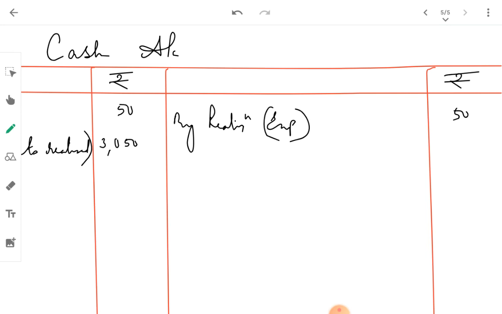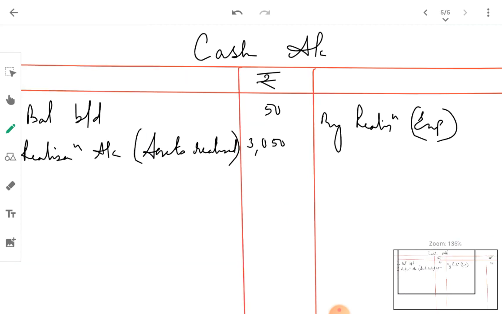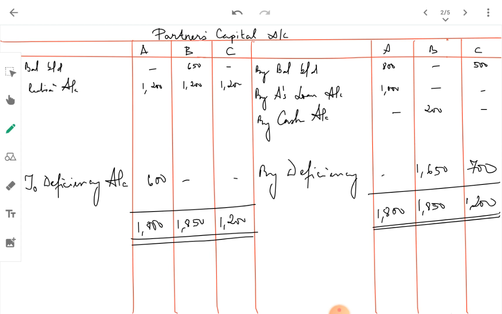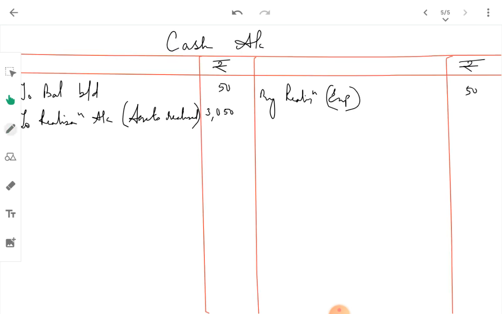Okay, fine so far. And then in case of your partners' capital account, I hope you remember that one of your partners, partner B, brought in a certain amount of cash, right? By cash account, partner B, rupees 200. So let's record that. So the amount brought in by partner B is therefore to partners' capital account.